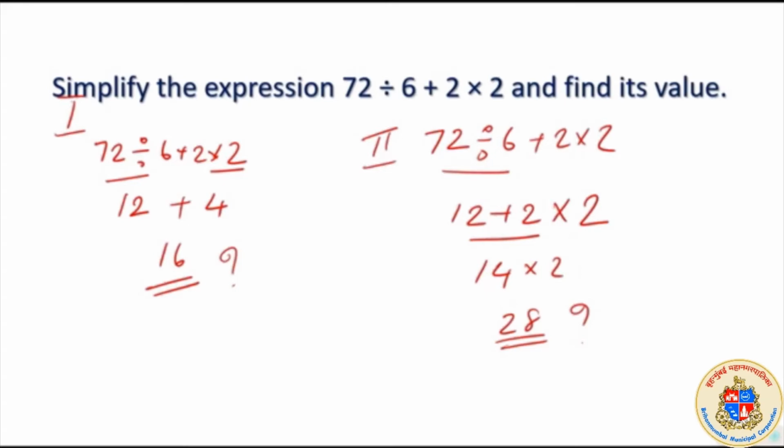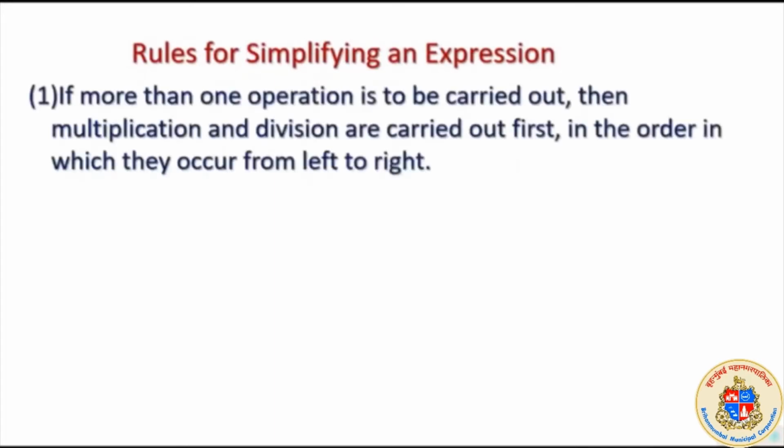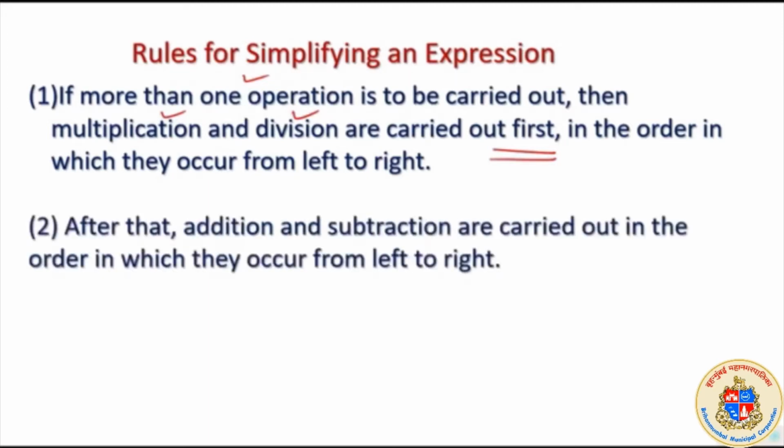So that way this video becomes a revision of that particular rule which is guiding the operation on numbers, including rational numbers. What are the rules actually? Rules of simplifying an expression tell us that if there is more than one operation, in such a situation, multiplication and division are to be carried out first, in the order it occurs from left to right. But multiplication and division have to be done first, followed by addition and subtraction, again in the order in which it comes from left to right.